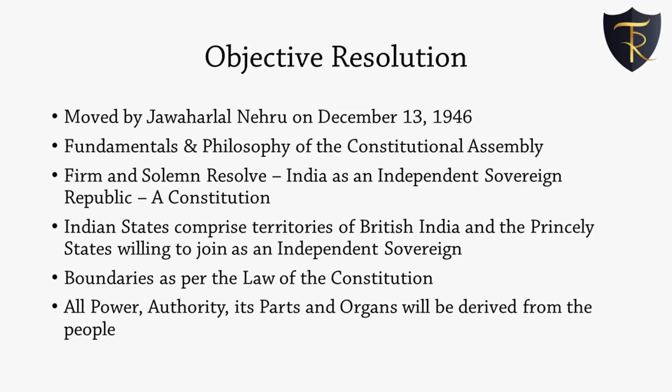The Assembly declares its firm and solemn resolve to proclaim India as an independent sovereign republic and to draw up a constitution for her future governance. The Indian states will comprise the territories of British India and other parts of India which are willing to be constituted into the independent sovereign India. The Assembly will determine the boundaries of the said territories according to the law of the Constitution, and they will retain the status of autonomous units together with residuary powers.